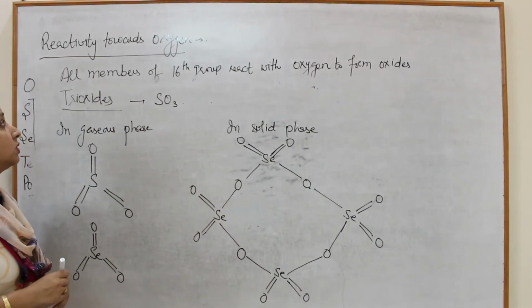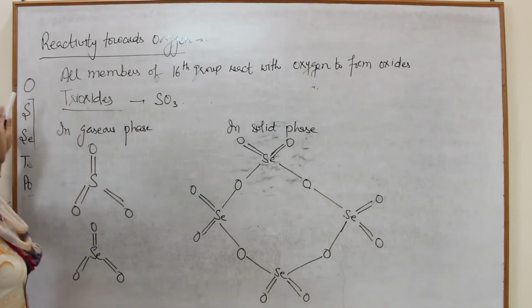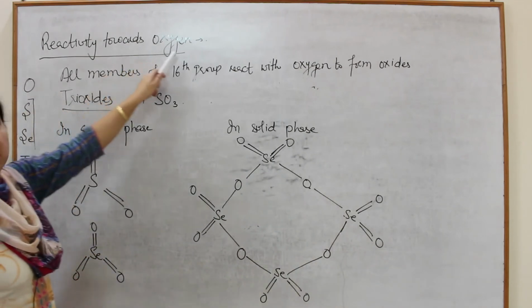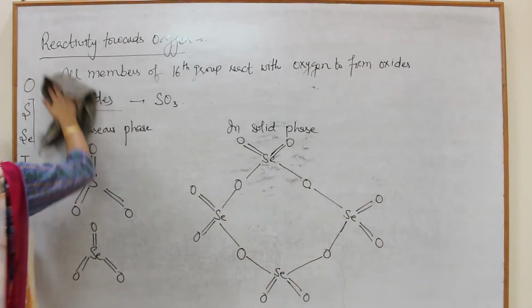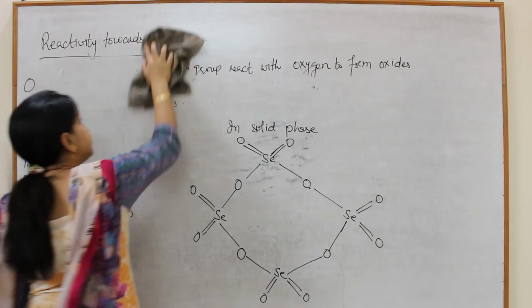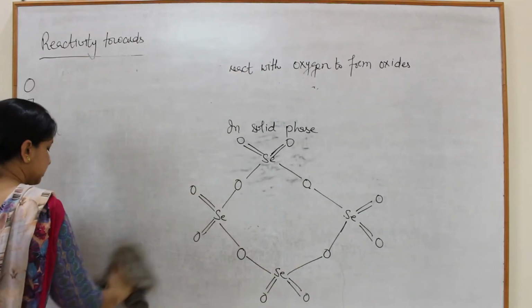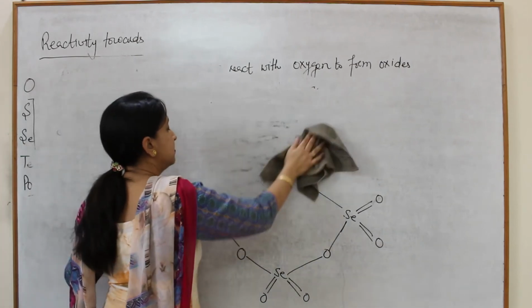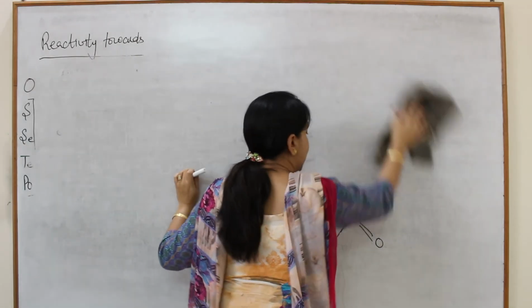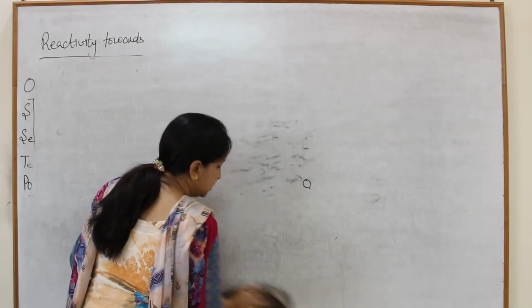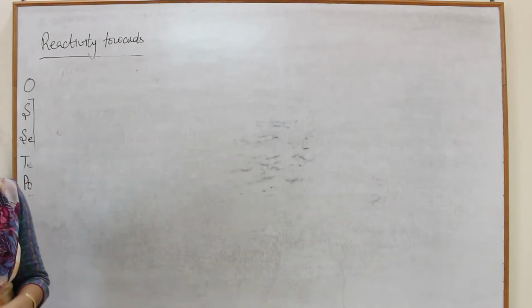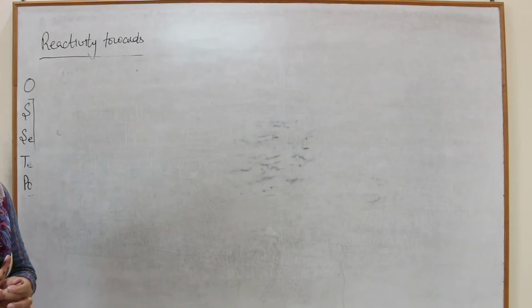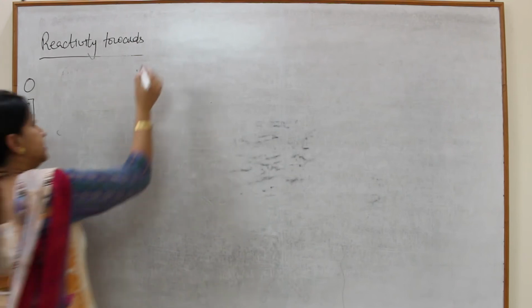So this is all about the reactions of the oxygen family with oxygen. The last chemical property is the reactivity towards halogens. All the members of the 16th group mainly form 3 types of halides with halogens, which are dihalides, tetrahalides, and hexahalides respectively. Exceptions are also present, monohalides and pentahalides.